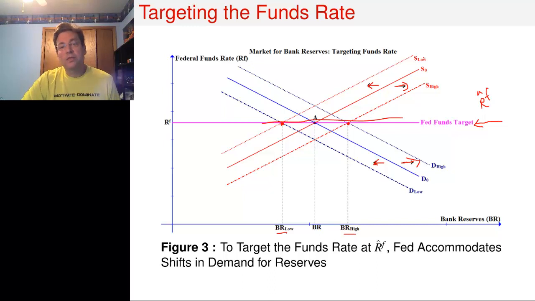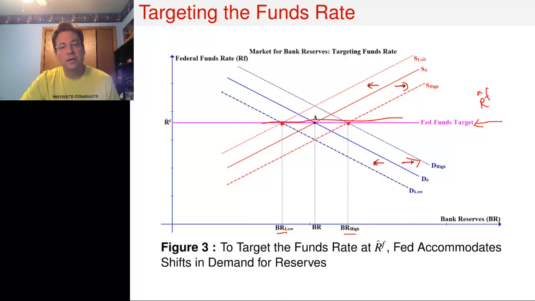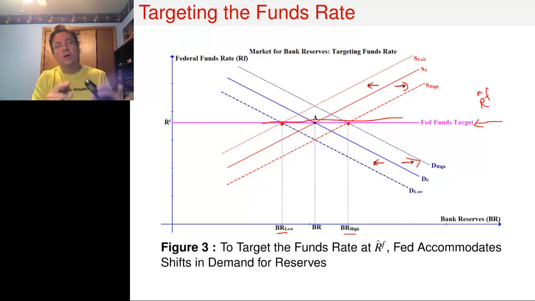Now, in practice, the way the Fed does this is the New York Fed has rather sophisticated methods for trying to estimate what the demand for reserves is going to be. And they use those estimates to determine exactly what open market operations need to be conducted in order to hit this R hat target. This R hat target is determined by the Federal Open Market Committee. And as I said earlier, they do this with an eye toward what's going on with economic activity, employment, GDP growth, as well as what's happening to inflation.